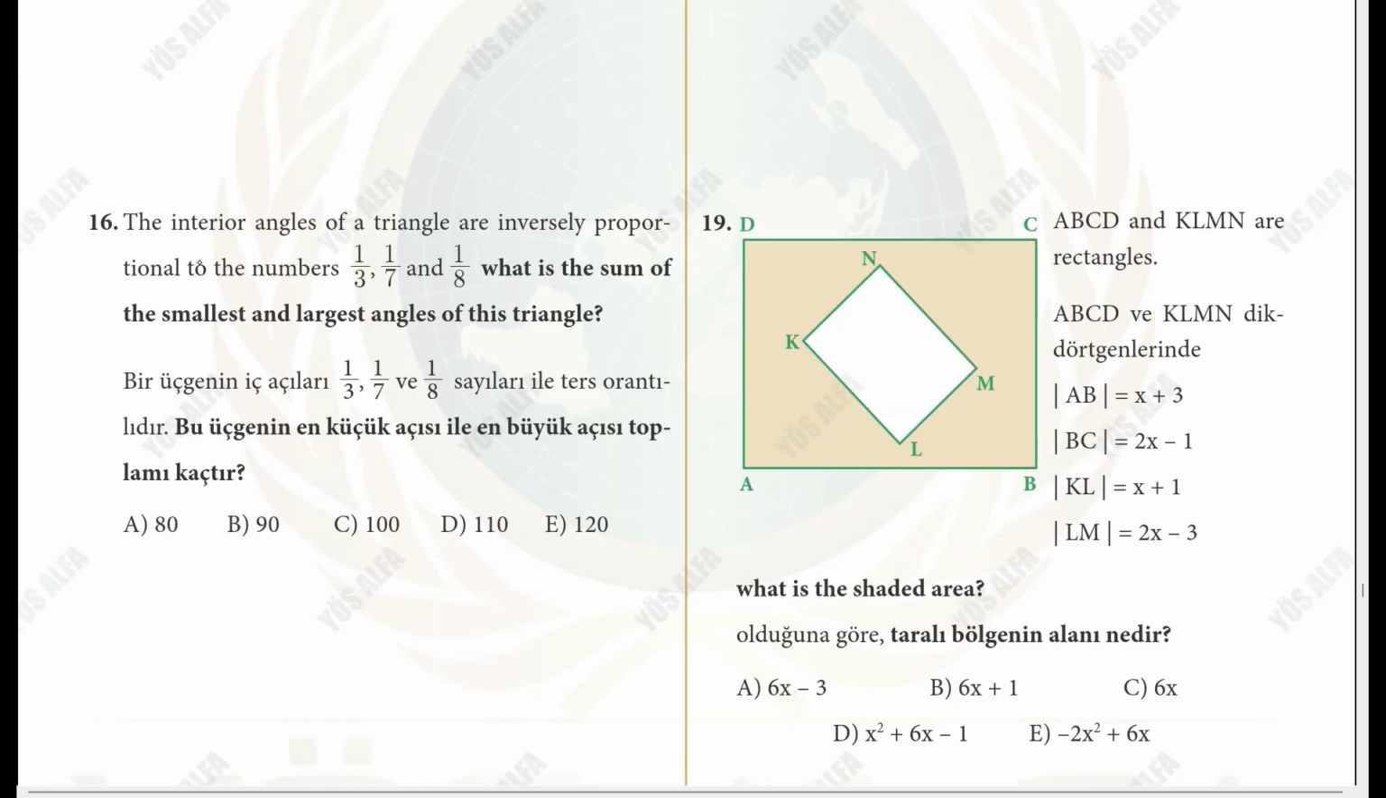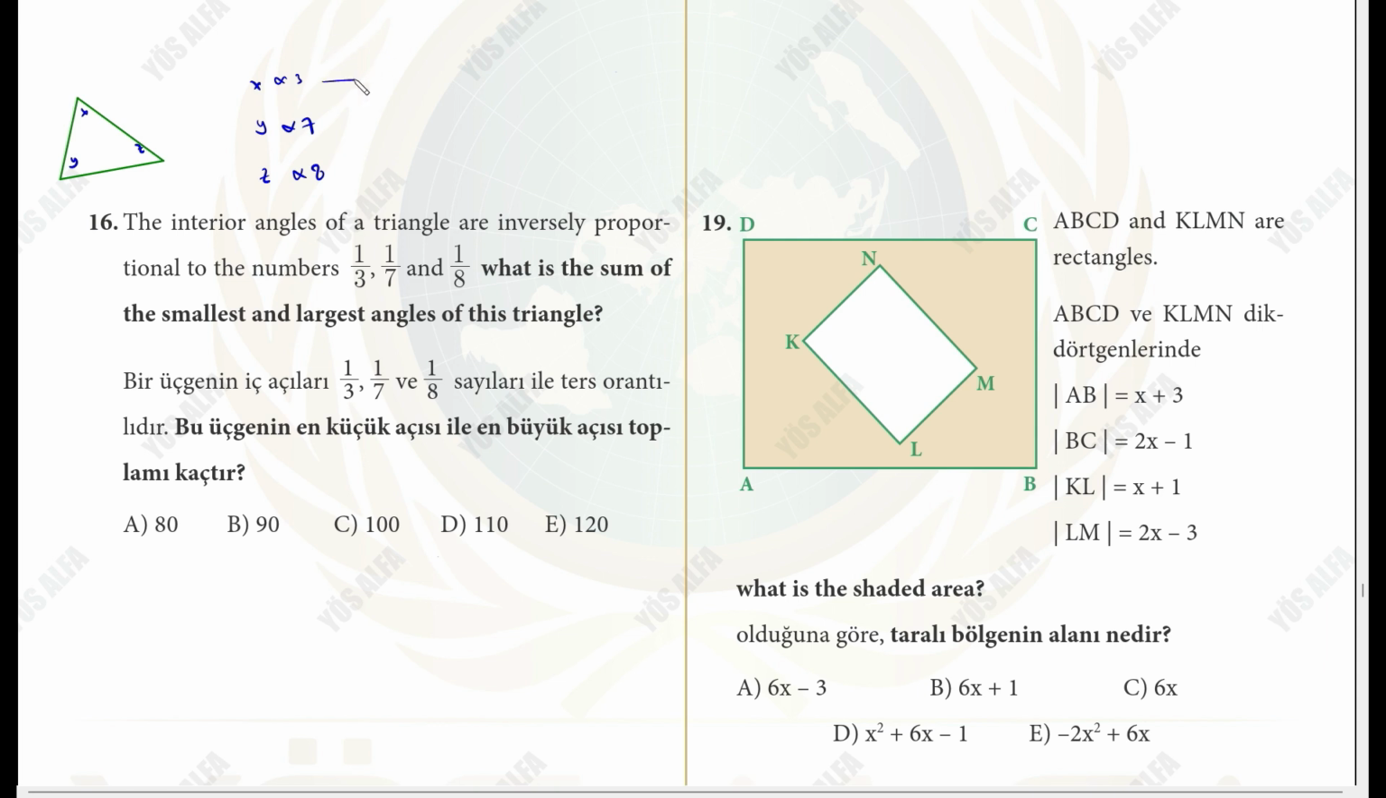Number 16. The interior angles of a triangle are inversely proportional to the numbers 1/3, 1/7, and 1/8. What is the sum of the smallest and largest angles of this triangle? So let the angles of the triangle be x, y, and z. So x is inversely proportional to 1/3. Y is inversely proportional to 1/7, so we can write y is directly proportional to 7. And z is inversely proportional to 1/8, so we can write z is directly proportional to 8.